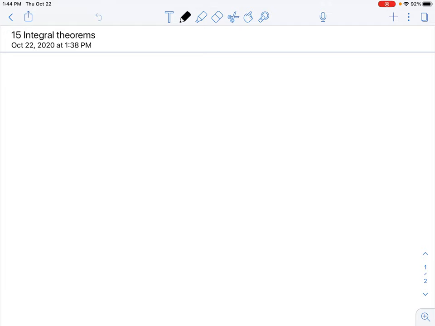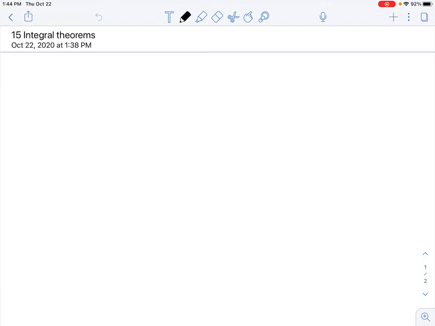Today we're going to talk about integral theorems, so that would be the divergence theorem and Stokes theorem within the context of this class. And that'll be the end of our discussion of vector and tensor calculus, so we'll move on to kinematics next lecture.